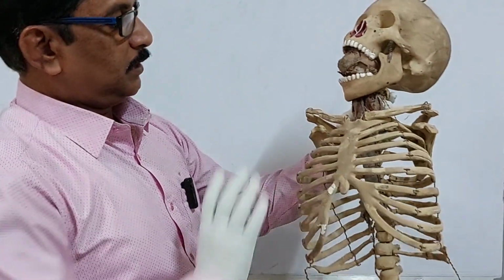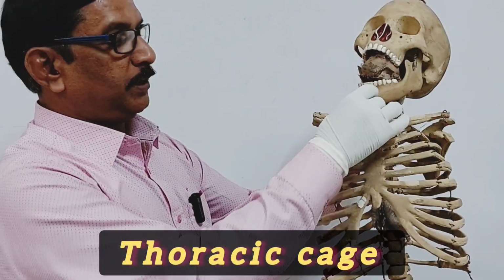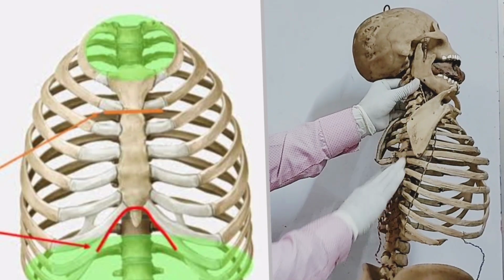Just look at the other specimen. This is the thoracic cage, formed by the sternum in the midline, on either side the ribs, and posteriorly the thoracic vertebrae. This thoracic cage contains the different structures of the thoracic cavity like the heart, lungs, and so many blood vessels, lymph nodes, lymphatics, etc. They are all inside the thoracic cavity.